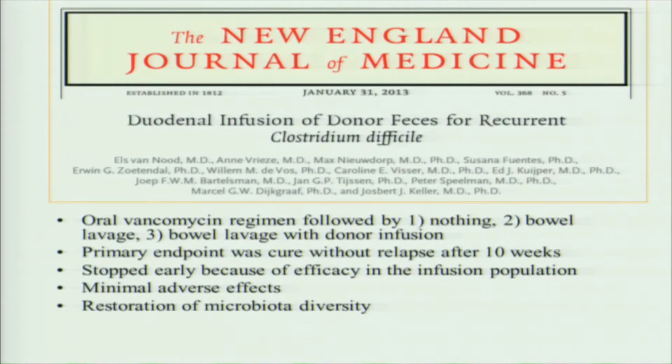And interestingly, this study was considered superior, and they were doing it by duodenal infusion. Most of us, meaning people in GI, not ID, don't infuse this by upper endoscopy. We usually use colonoscopy. But anyways, this was stopped early because of efficacy in that infusion population with minimal adverse events, and they showed by 16S a restoration of the microbiota diversity.